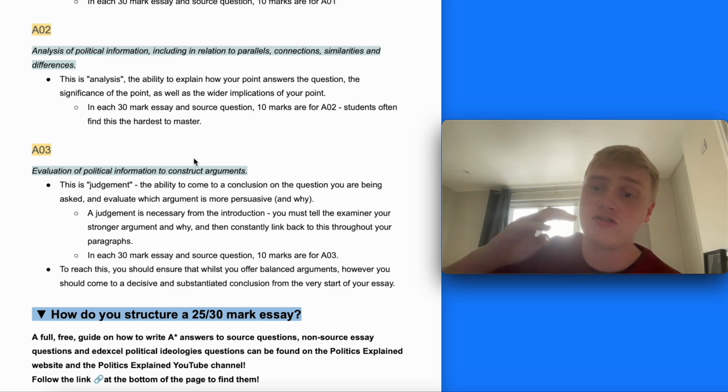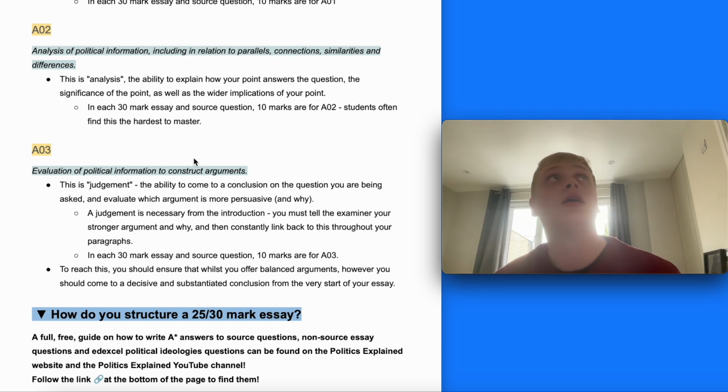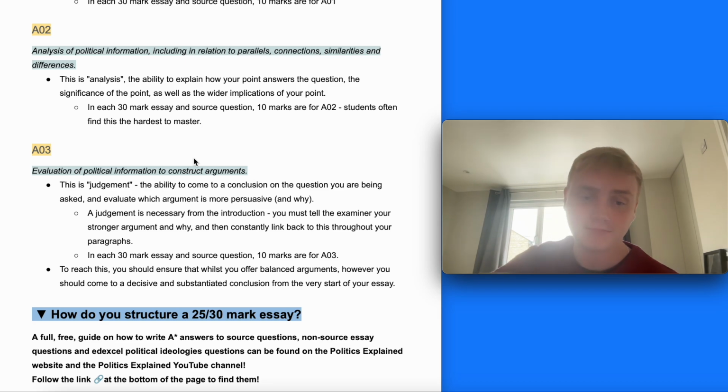That needs to be in your introduction, needs to be coming through and consistent through your main paragraphs, and it needs to be in your conclusion as well. A lot of people think that AO3 you can just bring in the conclusion. Conclusion you can't. It's a third of your marks and it needs to be running through the whole essay.